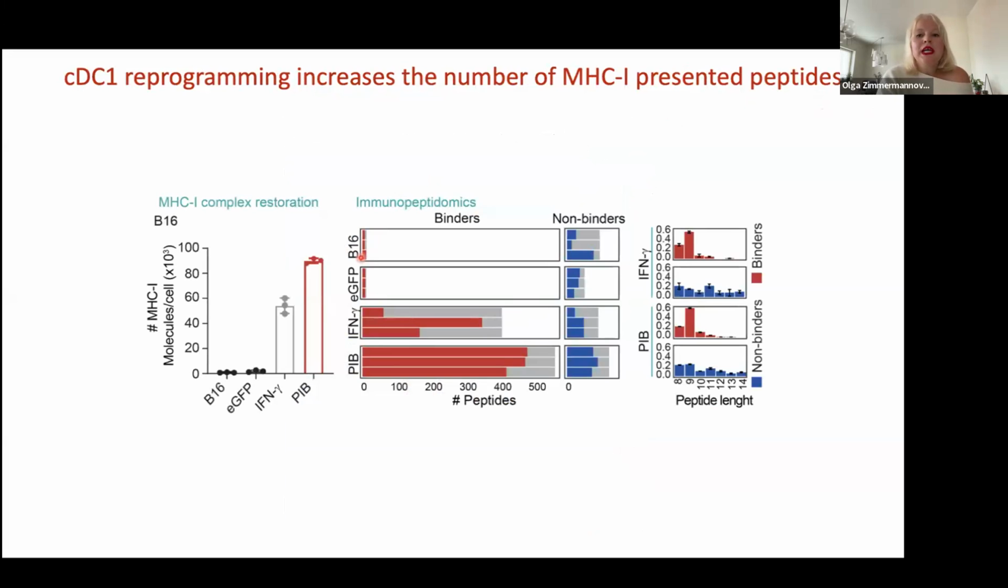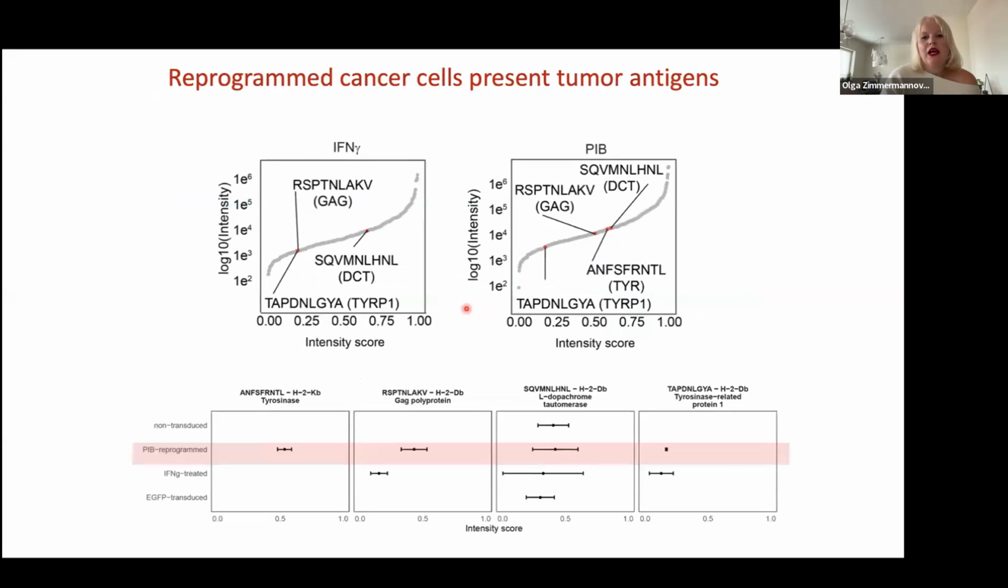And we saw that the cells after reprogramming actually enhanced expression of those peptides, compared to the non-reprogrammed cells and also to the positive control, which was cells treated with interferon gamma, which also results in overexpression of MHC1. Interestingly, among those peptides which we identified, there were also multiple known tumor antigens associated with melanoma.